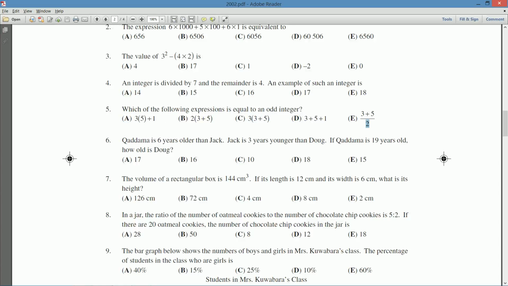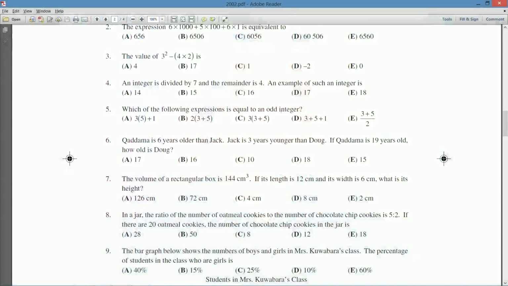Now, if you've done a lot of math, you'll notice certain patterns. For example, if you have an odd number times an odd number, you'll get an odd number out. If you have an even number times an odd number, you'll get an even number out. And if you know those sorts of things, we're going to go through the question very quickly, and then we're going to go through it by doing it the very simple way, let's just calculate each possible answer and see which one's odd.